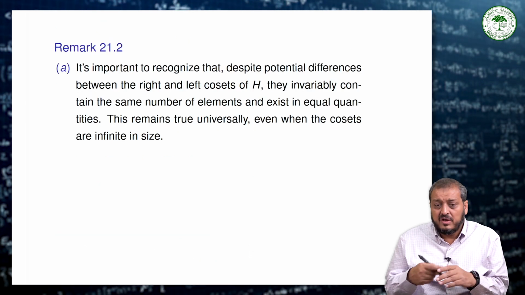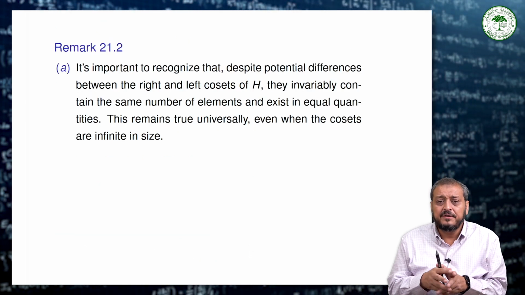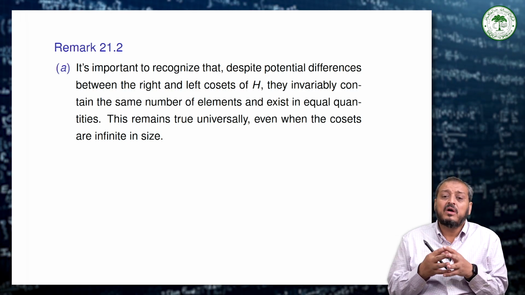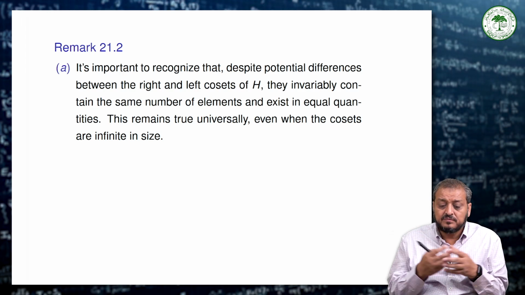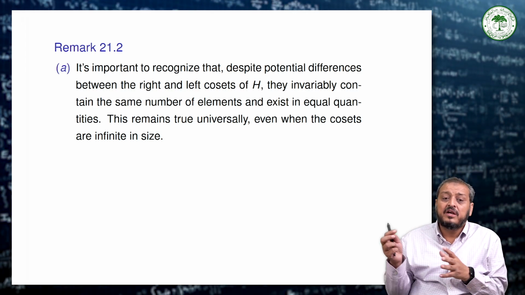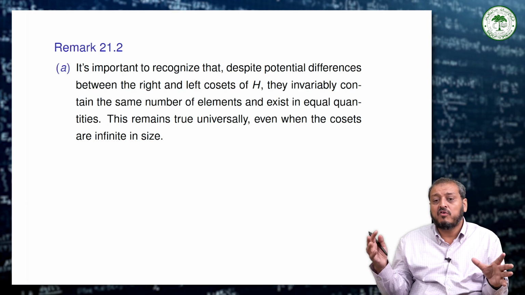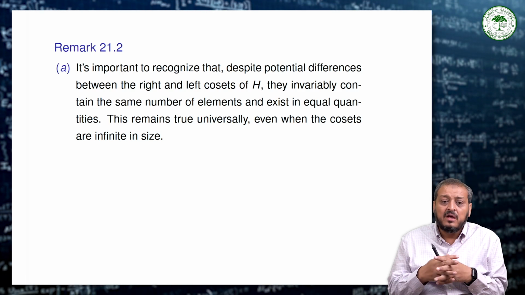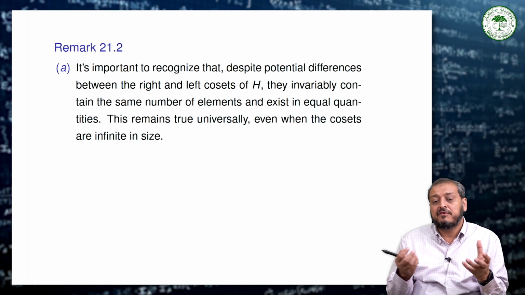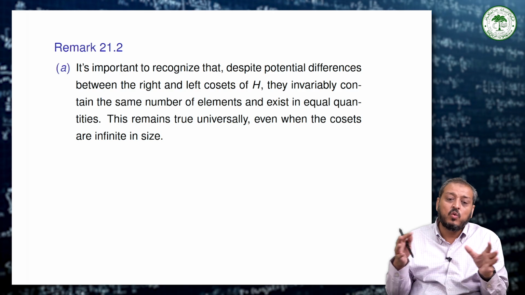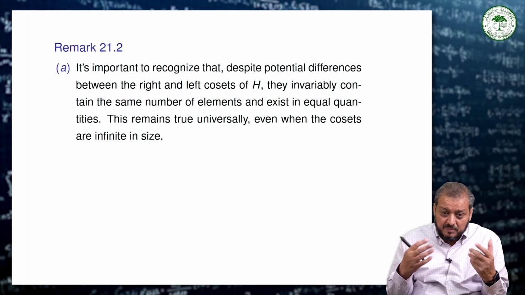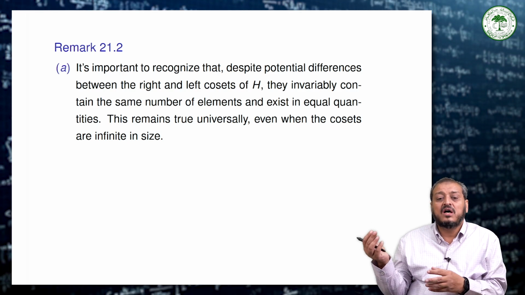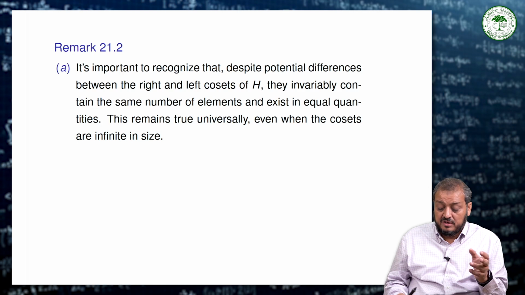Okay, now we just have to remark that it's important to recognize that despite potential differences between the right and the left cosets of H, they invariably contain the same number of elements and exist in equal quantities. This remains true universally, even when the cosets are infinite in size.